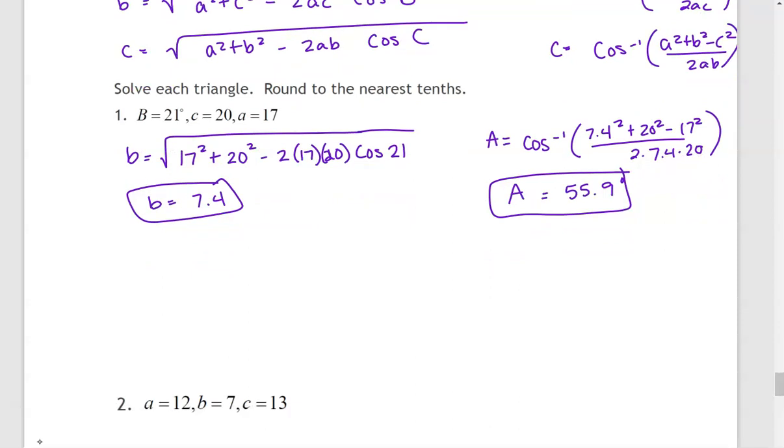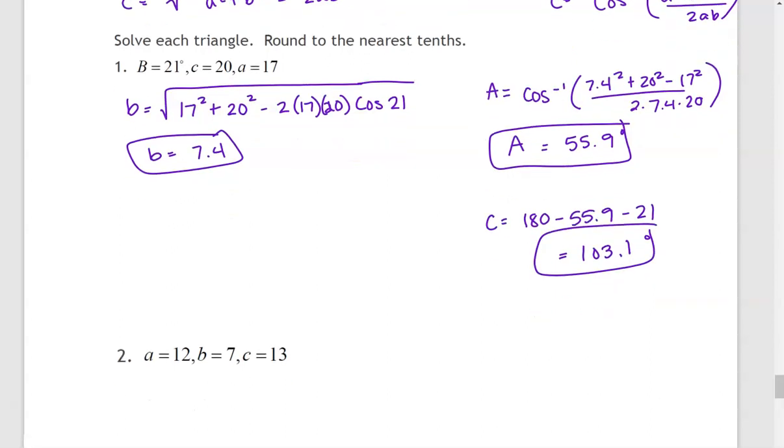And then C is our last thing we need to find. So 180 minus 55.9 minus 21 is going to equal 103.1 degrees. Once we have two angles, we can just find the third.